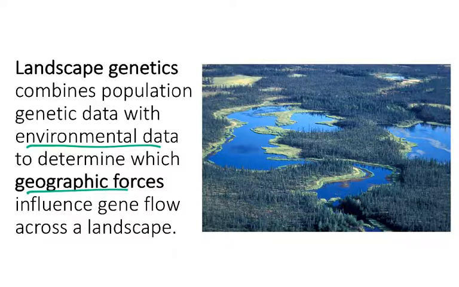So this is an image of some wetlands interspersed in spruce forest. So landscape genetics would try and figure out, okay, we have these different environments with the wetlands. Are the wetlands preventing gene flow for some species? Are they helping gene flow for other species? But the idea here in landscape genetics is we're focusing not only on the gene flow itself, but what actual processes are affecting it.